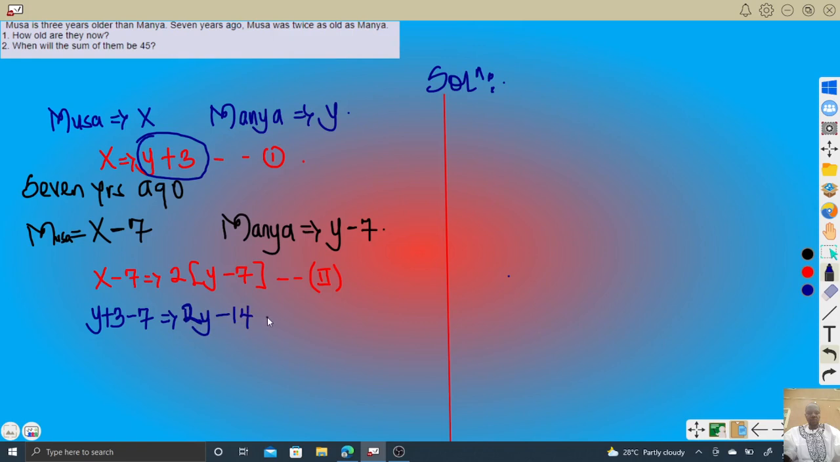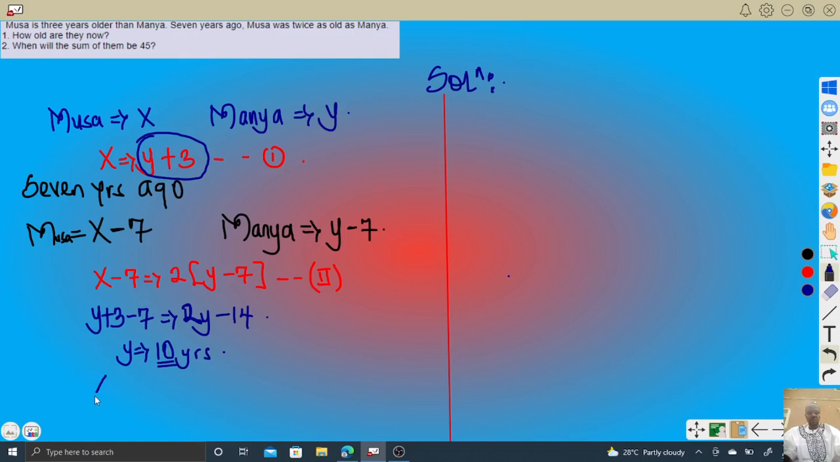Minus 2 times 7 is 14. Simplification will give you this: y is equal to, if you are looking for y, 3 minus 7 is minus 4. So you have minus 1 minus 14 coming down here. It should be 10. Y is equal to 10 years.